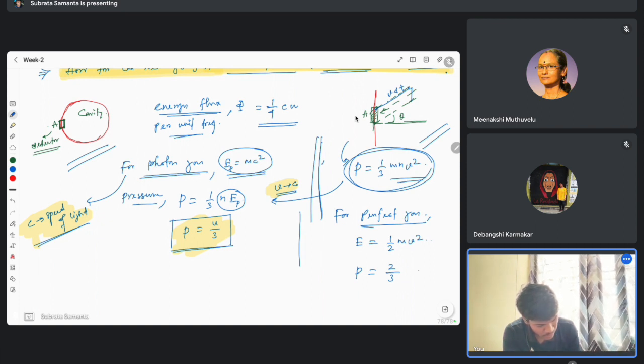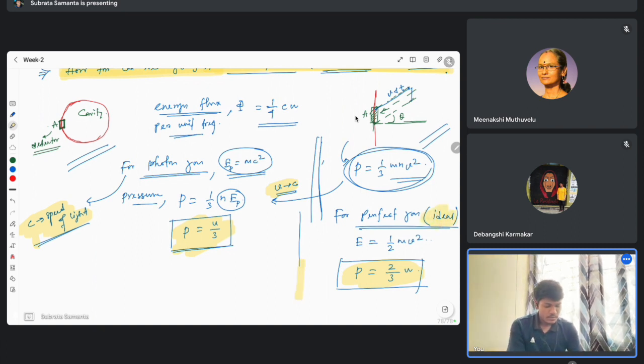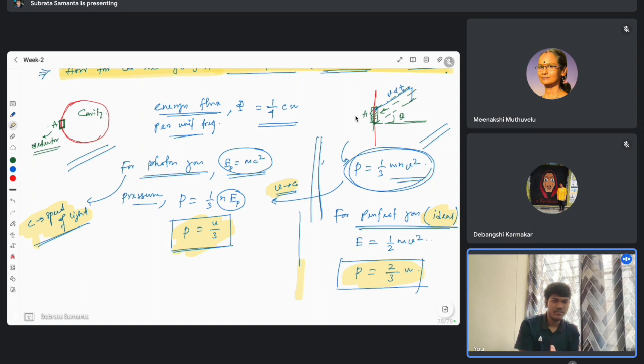If there are n molecules, so the total energy density U is 2 by 3. It's not 1 by 3. So for perfect gas, perfect gas means the ideal gas. So these are two different things: how the pressure and energy density relate for ideal gas and for photon gas.